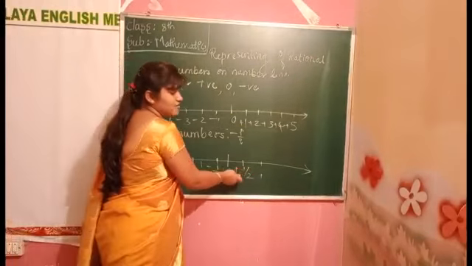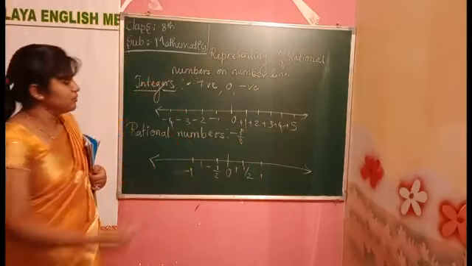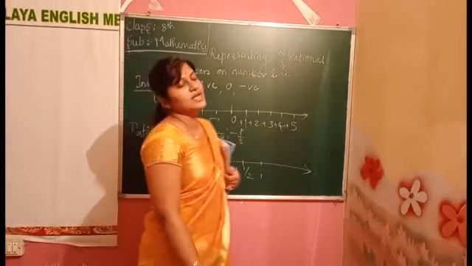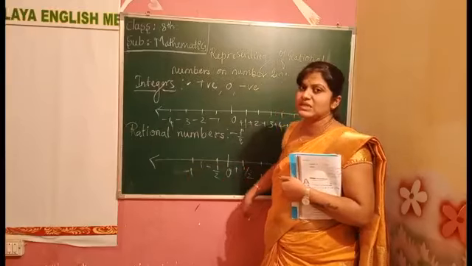In between these two we have some more numbers. In between these two also we have some more numbers. Okay, 2 by 3 we have, 2 by 4 we have. Like that we have so many numbers. We can do that. That type of sums we'll see next.